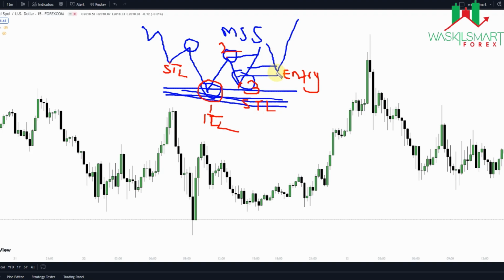Then the entry is this: a fair value gap, an order block, a particular zone, or a mitigation block. It can be a mitigation block, it can be a propulsion block also. It can just be an entry that can give you a little bit of confidence.